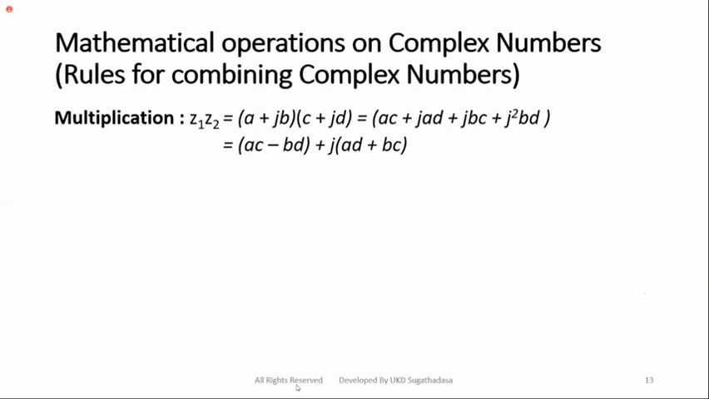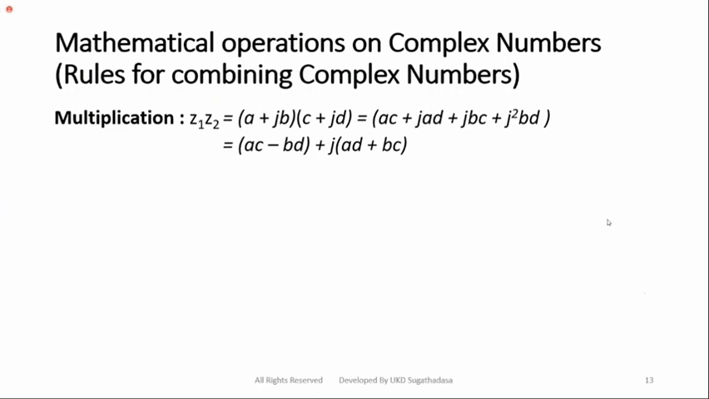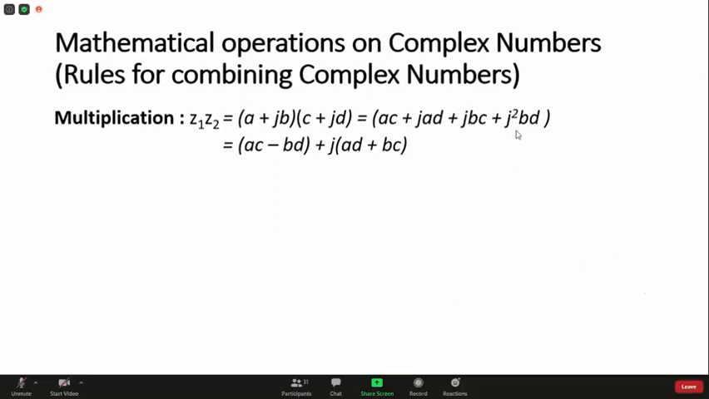multiply four terms. A times C, AC. Then you get JAD, JBC. Interesting thing is, once you multiply the JB and JD, you get J squared BD. What is J squared? Actually, we'll be discussing this matter in the next couple of slides. J is the square root of -1. Therefore, J squared is -1. Therefore, J squared BD means minus BD.